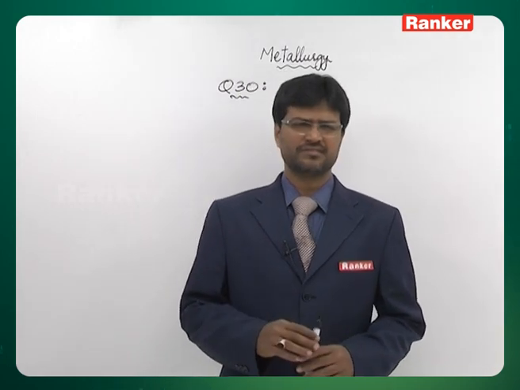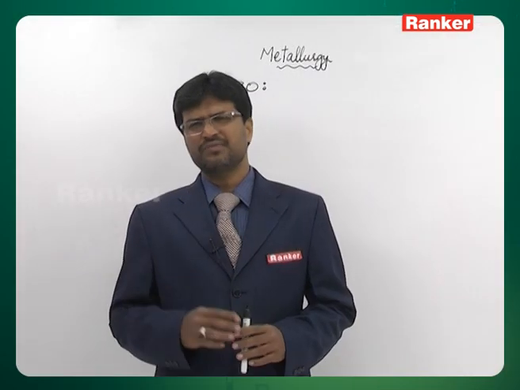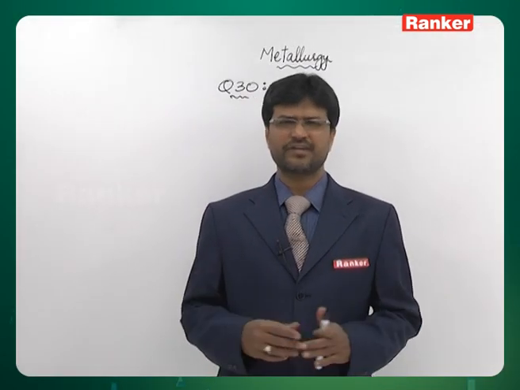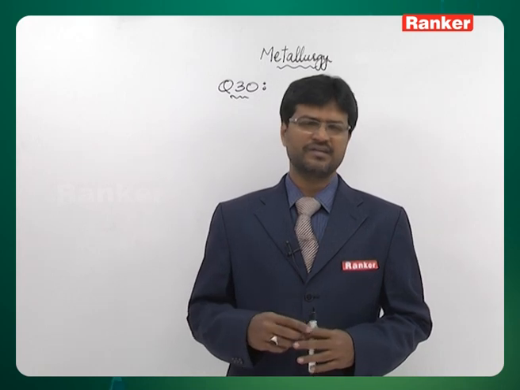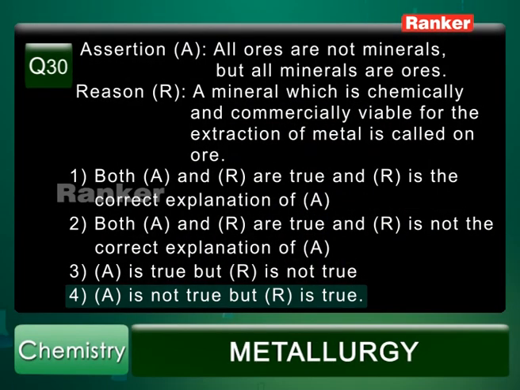All ores are minerals. Anyway, next the reason: a mineral which is chemically and commercially viable for the extraction of metal is called an ore. This is correct. Ore is that mineral from which metal can be extracted easily and economically. It is commercially viable. So the correct answer therefore is fourth option. A is not true, but R is true. So fourth option is the correct answer.